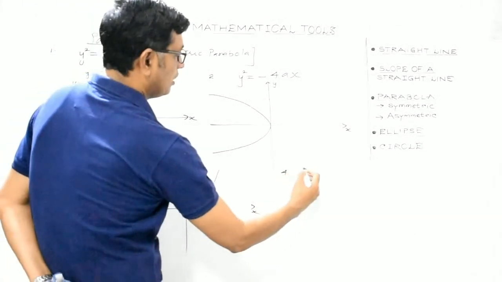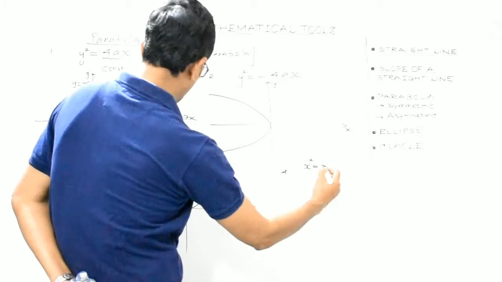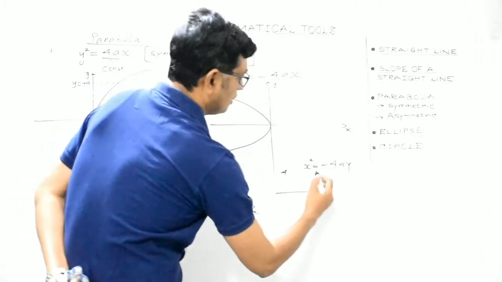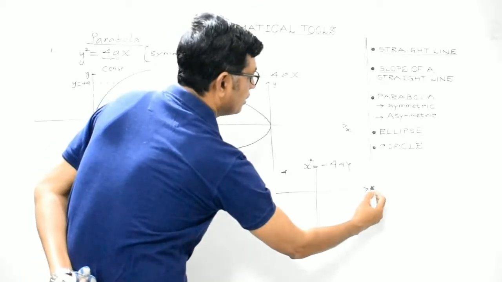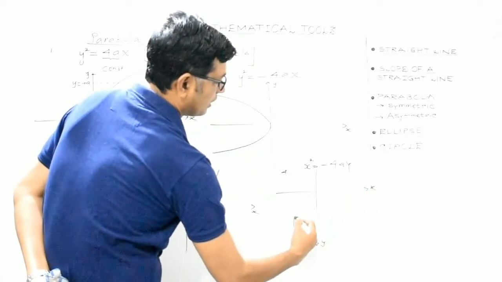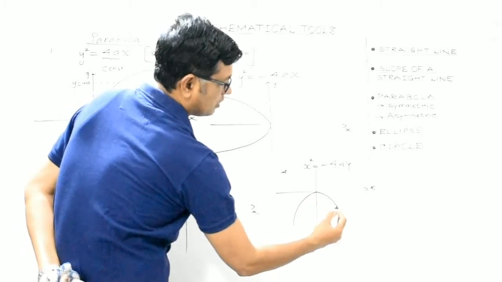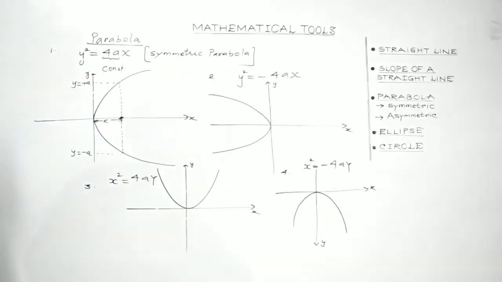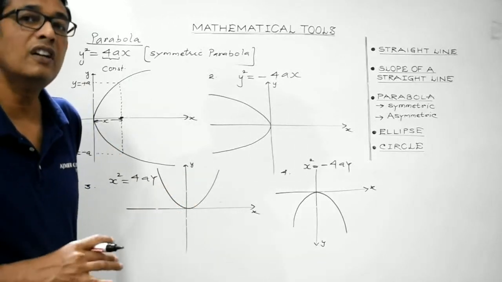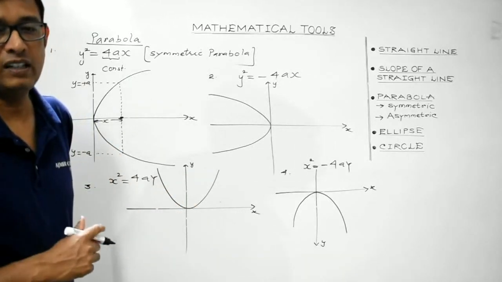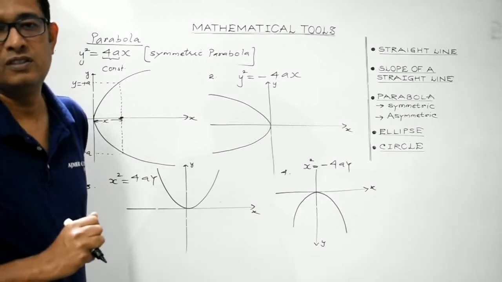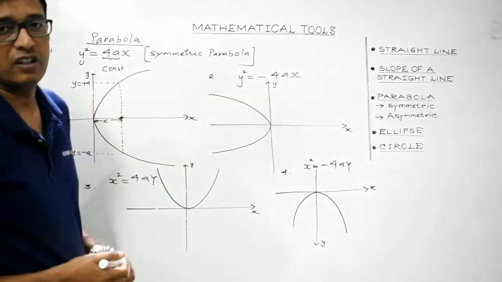Fourth, if it is x square is equal to minus 4ay, in this case the graph would be inverted. This is the negative y-axis, so it will be like this. So I hope it's clear. These are the various possibilities in the case of a symmetric parabola, right? The degree of the equation should be 2. So that's the standard equation.